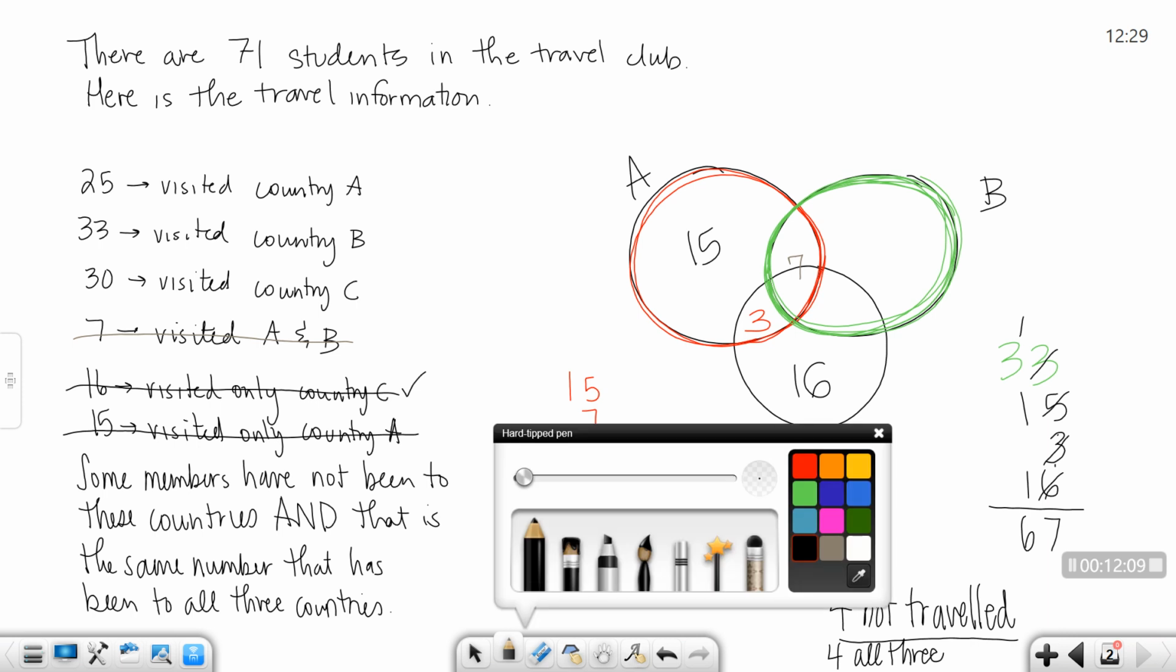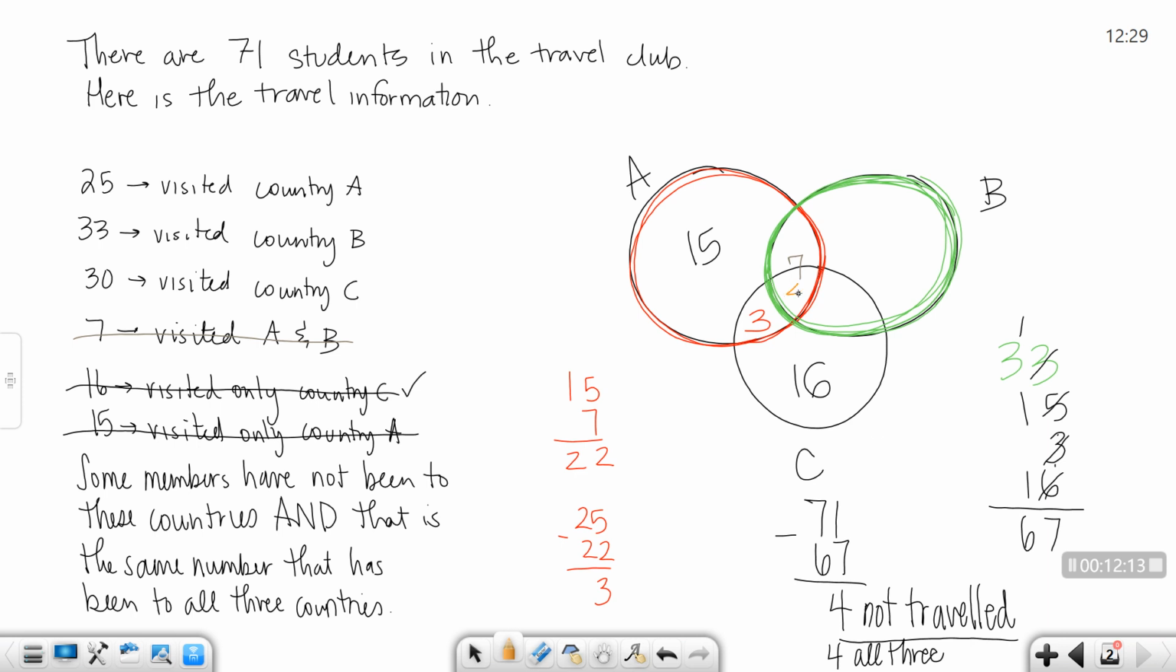All right, so now that we know that fact, 4 have not traveled, and 4 traveled to all 3, we can backtrack. Okay, so remember that 4 traveled to all 3. So that means 4 is going to go in this blank right here. Okay, so remember that blank should have 7 in it totally. So if 4 is in the bottom part, 3 would go in the other part. So that would be the 7 in the middle.